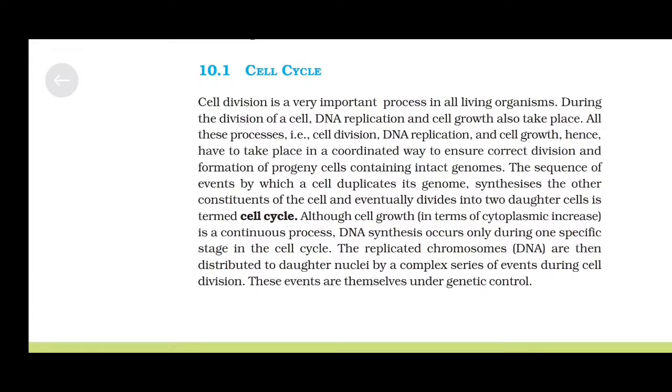Although cell growth in terms of cytoplasmic increase is a continuous process, DNA synthesis occurs only during one specific stage in the cell cycle. The replicated chromosomes, DNA, are then distributed to daughter nuclei by a complex series of events during cell division. These events are themselves under genetic control.